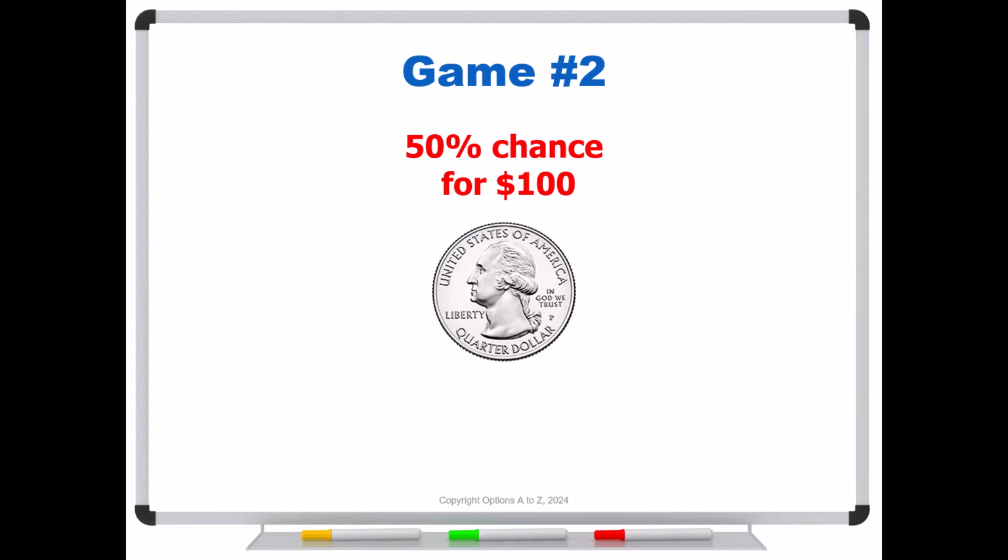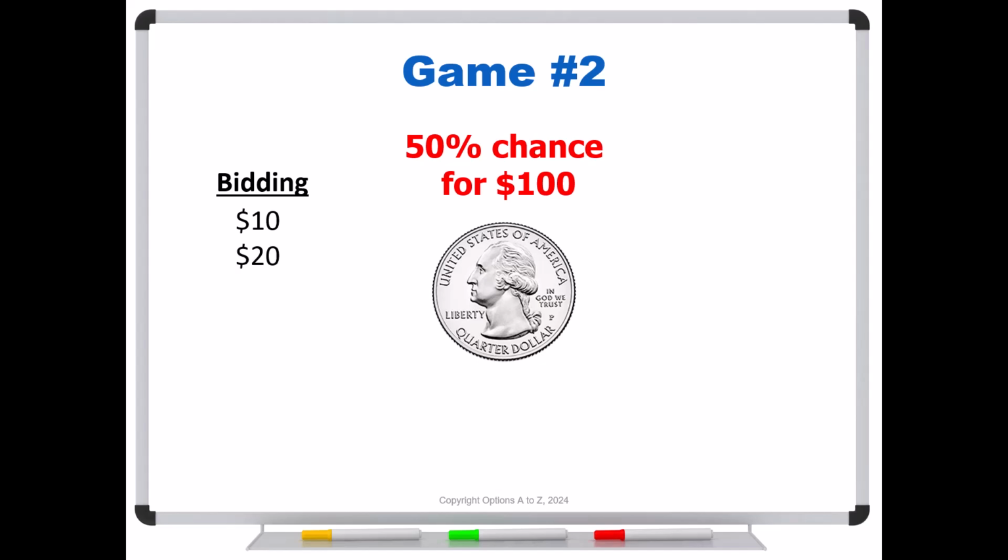Game number 2 is the same idea, but now we're going to flip a coin. If you are the high bidder, you get to come up to the stage and flip a coin, and if it lands heads, now you get the $100, but if it lands tails, you lose the amount that you bid. All right, so we open up the floor for bidding, and we hear somebody say, I'll pay $10 for that.